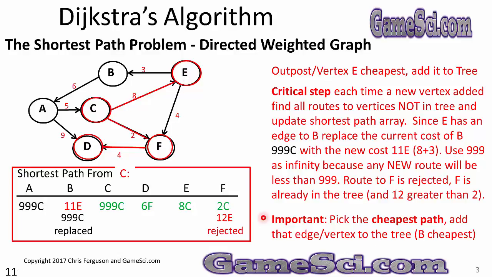Important: pick the cheapest path. Add that edge or vertex to the tree. Right now, the cheapest cost we have is B for the cost of 11. Let's pick B next.